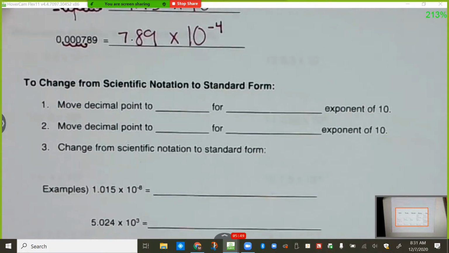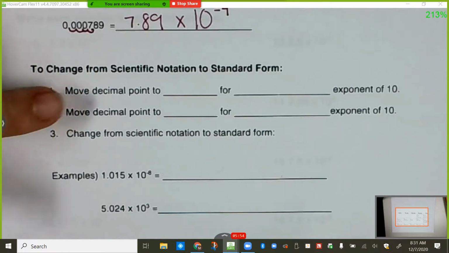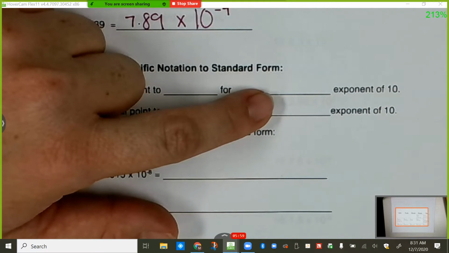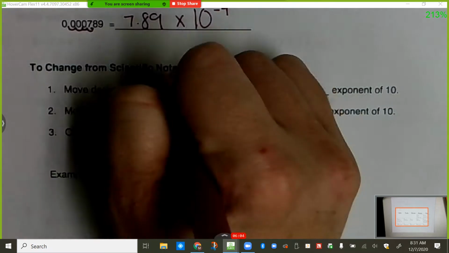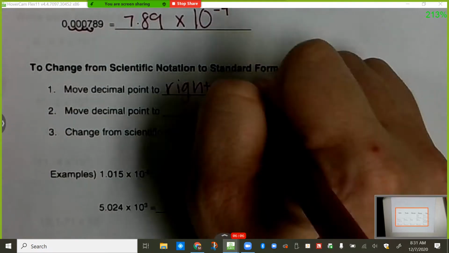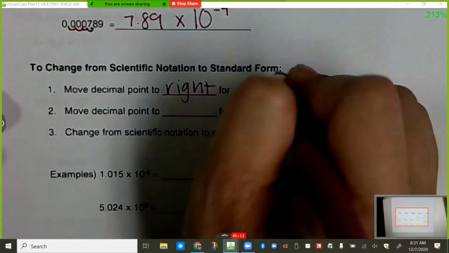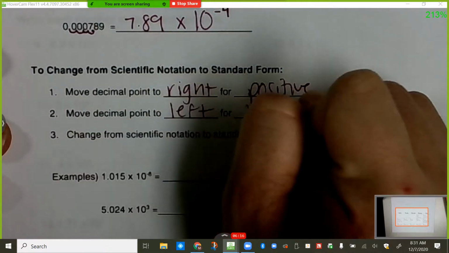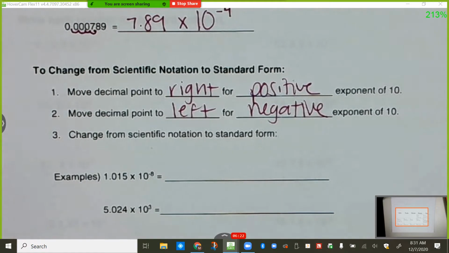So that was moving from a regular number to scientific notation. So now we're going to do scientific notation to standard form, or regular number. Okay? We're taking it out of scientific notation. So knowing that, you'll move the decimal to the right for positive exponents. And you'll move the decimal to the left for negative exponents. Because moving it to the left is going to make it smaller than 1. Moving it to the right is going to make it bigger than 1. That's why we do that. Okay?